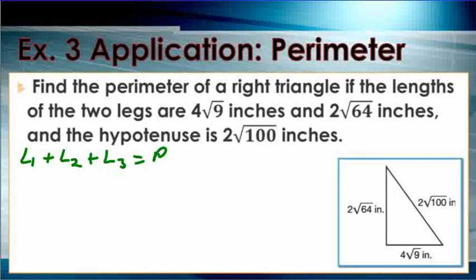Now for all of these, we can simplify the legs because the square root of 64 is 8. 8 times 2 is 16, so this is really 16. Square root of 9 is 3, 3 times 4 is 12. Square root of 100 is 10, 10 times 2 is 20.